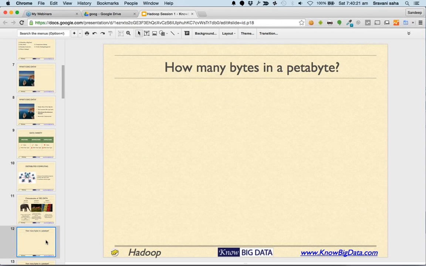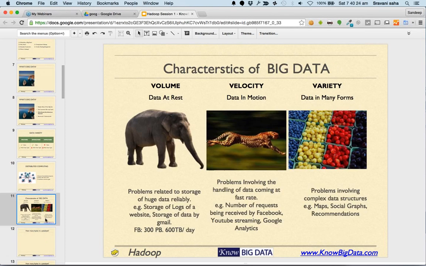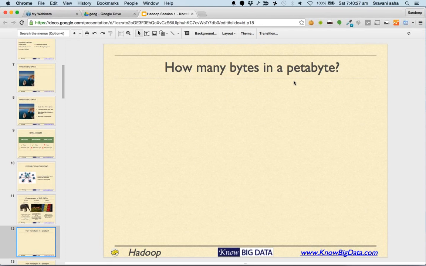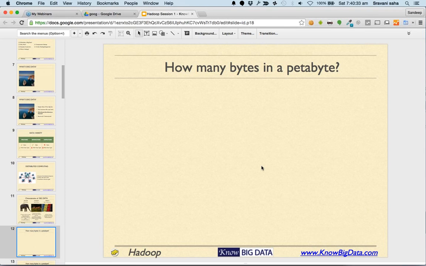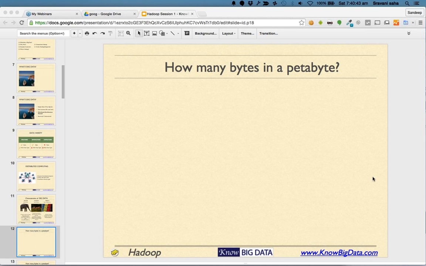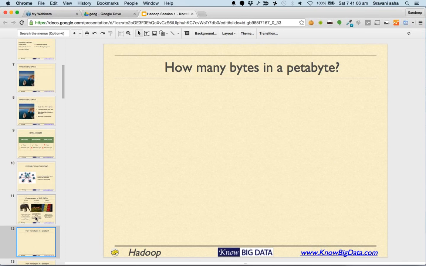All right, now feel free to ask questions while I'm talking. Okay, so all right, now a question to all of you, although I know all of you know the answer to this one. How many bytes are there in a petabyte? Yes. All right. So there are two questions I want to answer, and then we'll get into this question.